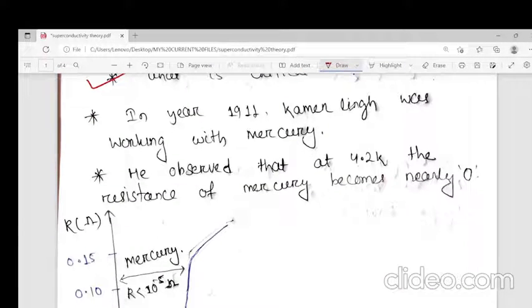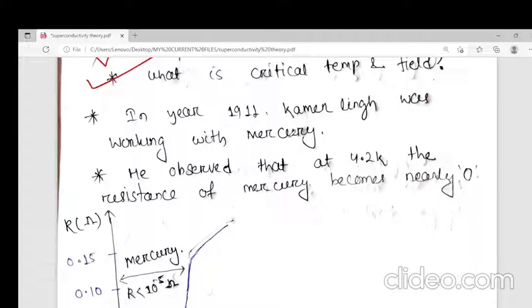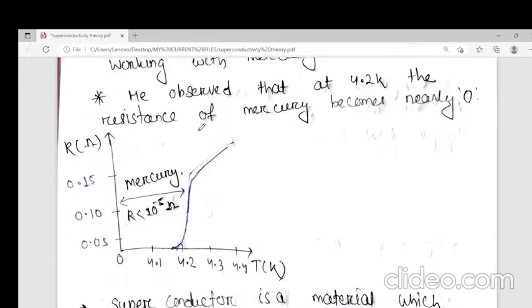In 1911, Kamerlingh Onnes was working with mercury. He observed that at 4.2 Kelvin, the resistance of mercury becomes zero. If he draws resistance versus temperature, he measured the resistance of mercury at different temperatures. See here, at 4.2 the resistance decreases suddenly. So you can see that resistance is 0 at 4.2 Kelvin.